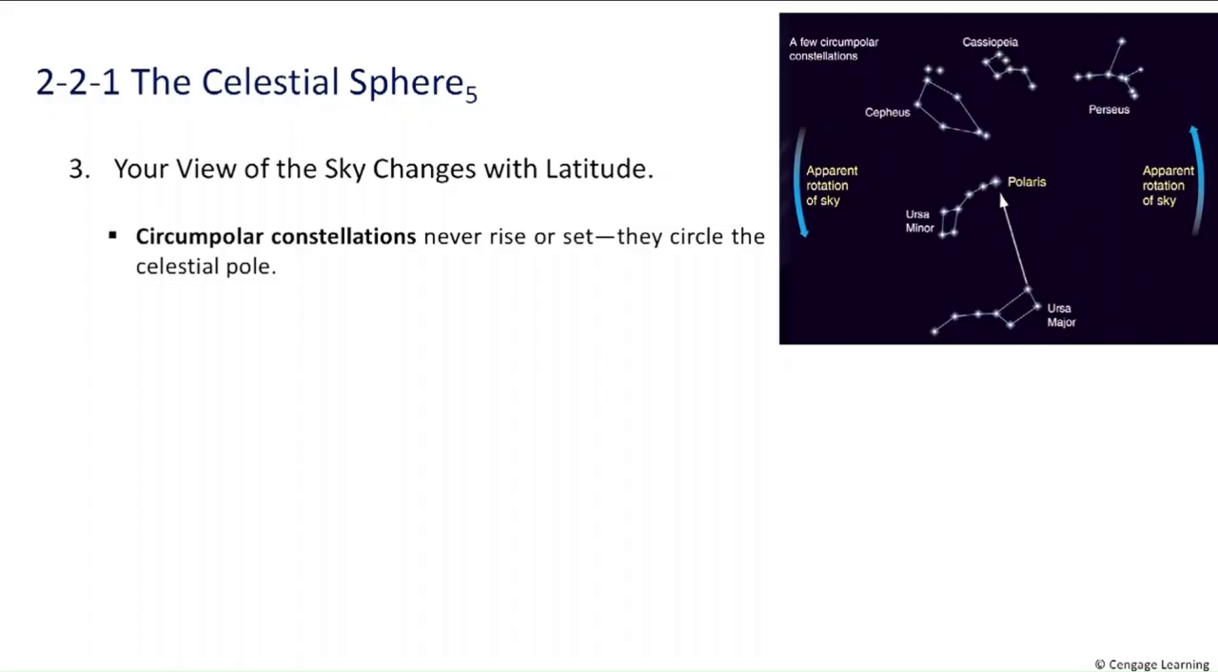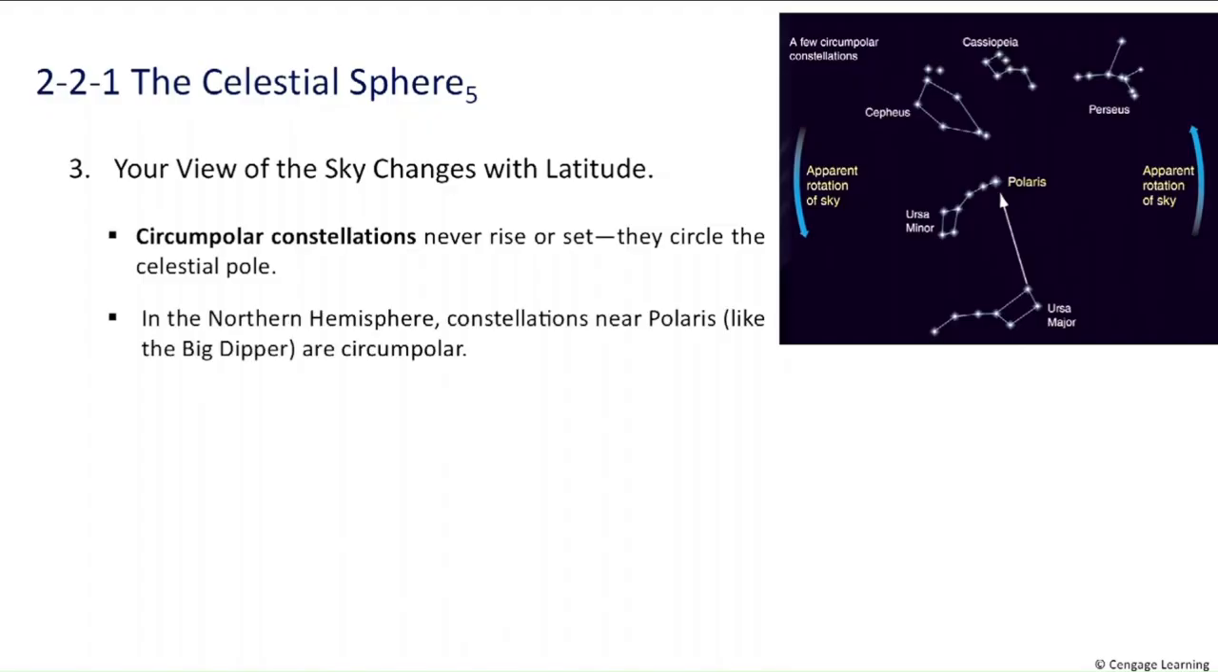And if you live in the northern hemisphere, you can spot circumpolar stars like the Big Dipper, which orbit Polaris all night long without dipping below the horizon. So from places like the US, some constellations never disappear. They are your constant companions in the night sky.